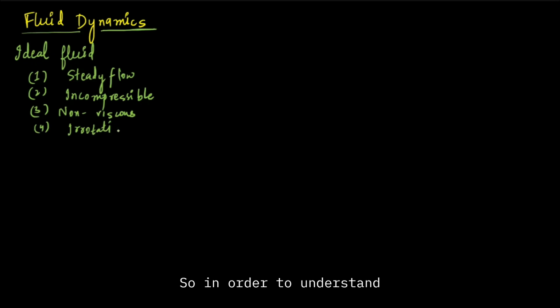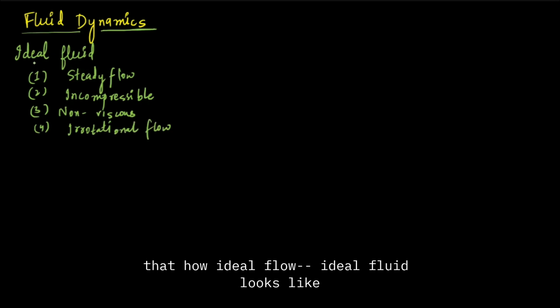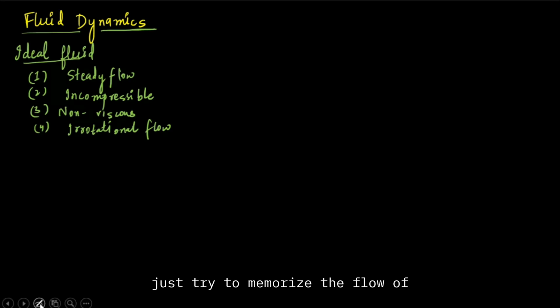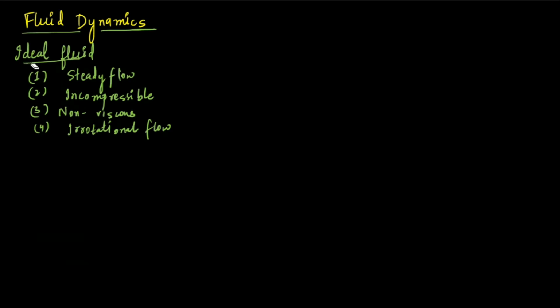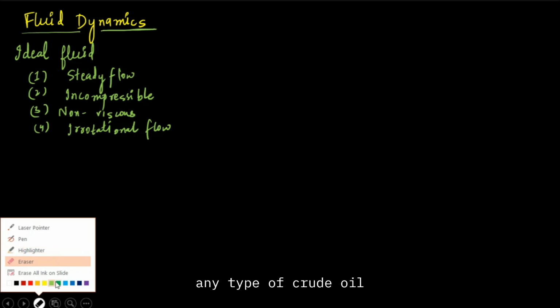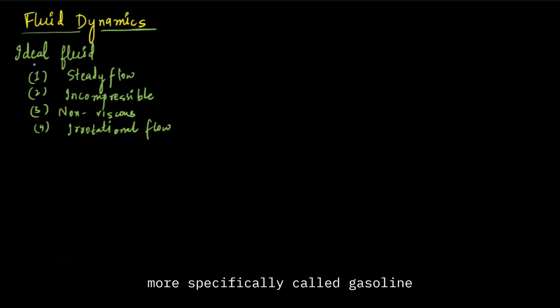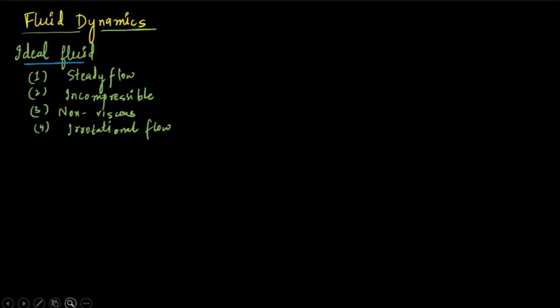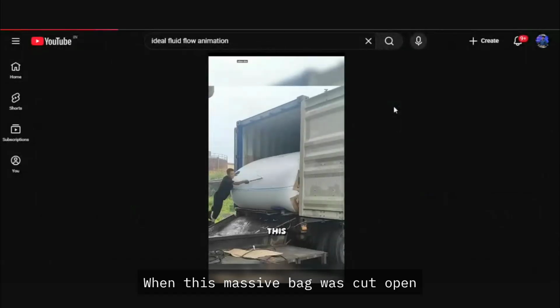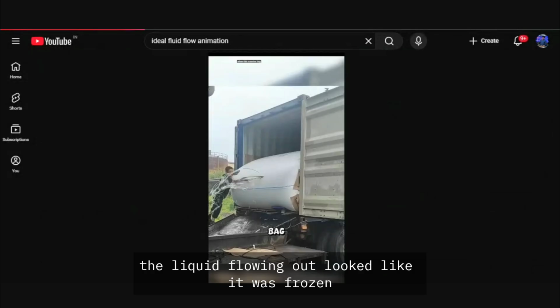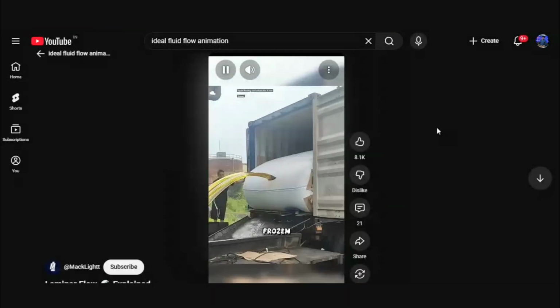So in order to understand how an ideal fluid looks, just try to remember the flow of any type of crude oil, or specifically gasoline. Have you seen gasoline being transferred to any sort of vehicle? When this massive bag was cut open, the liquid flowing out looked like it was frozen in time. But why?